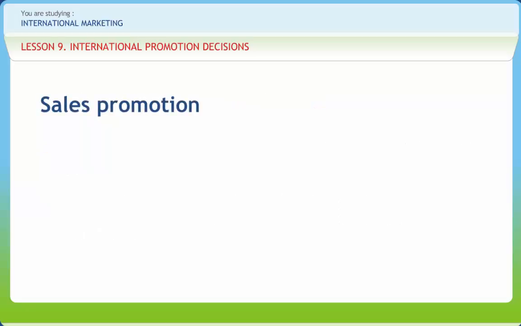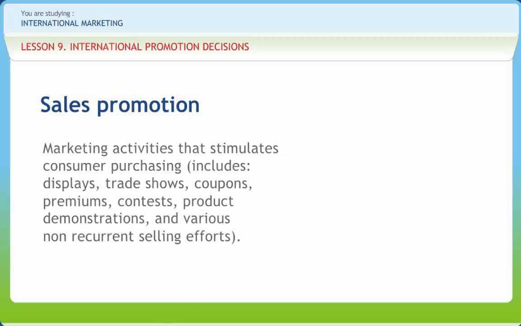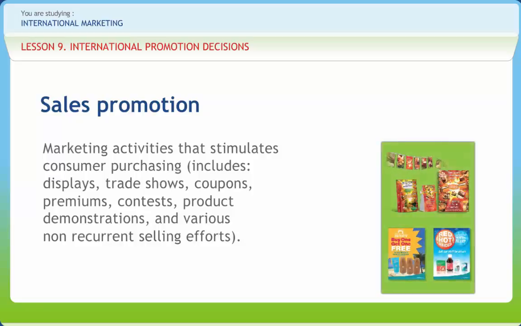Sales promotion is one of the most important aspects of marketing. Selling is as important as producing. Marketing activities that stimulate consumer purchasing include displays, trade shows, coupons, premiums, contests, product demonstrations, and various non-recurrent selling efforts. Sales promotion consists of promotion activities other than advertising, personal selling, and publicity.